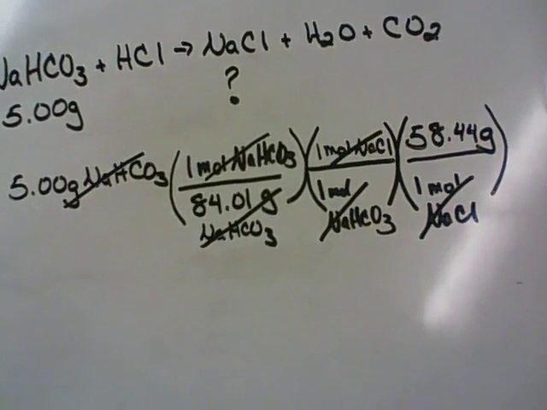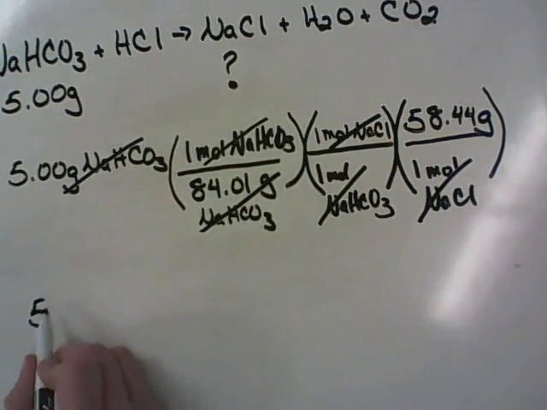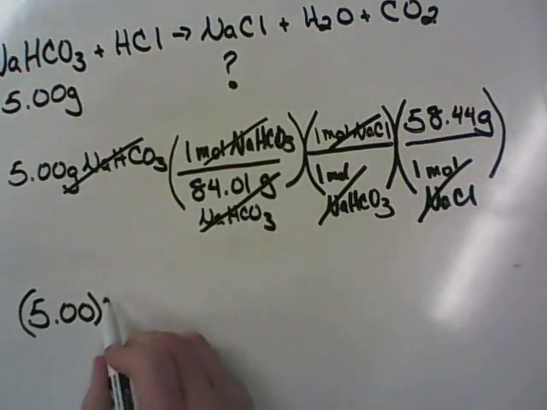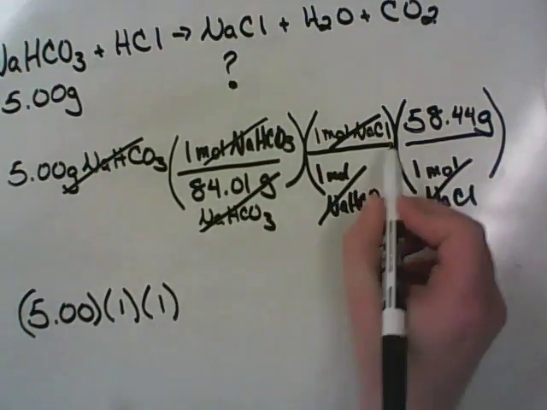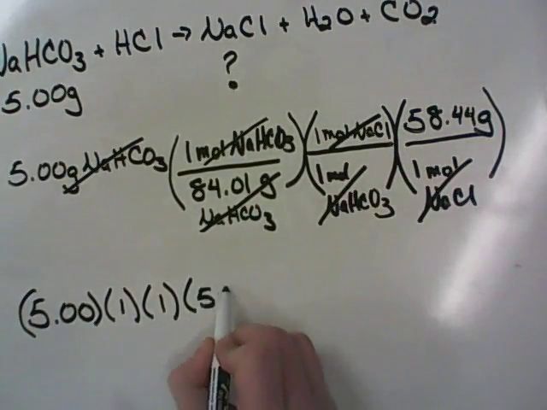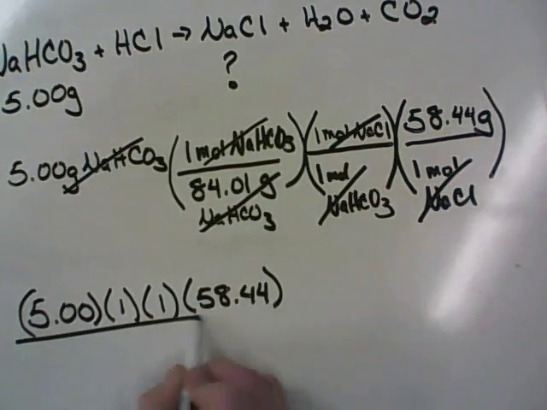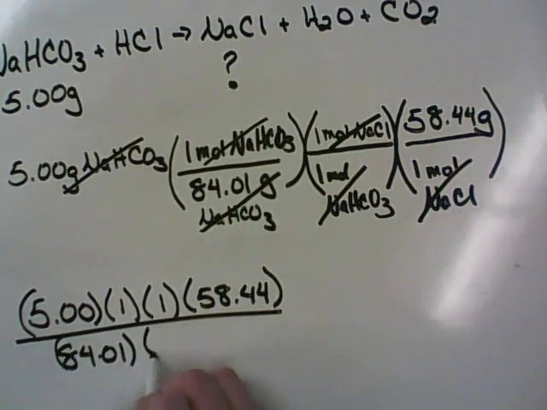I'm going to show you a reduced version of this. So it's going to look like this: 5.00 times 1 times 1 times 58.44, divided by 84.01 divided by 1 divided by 1.